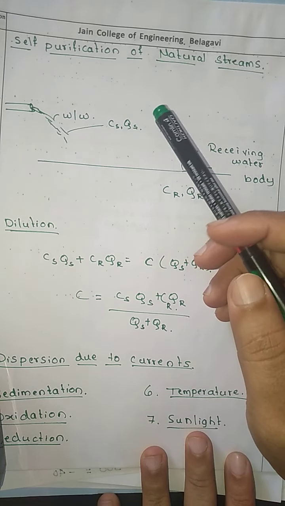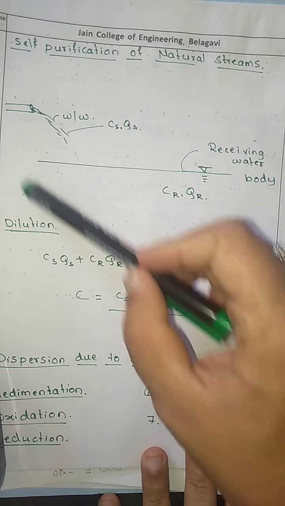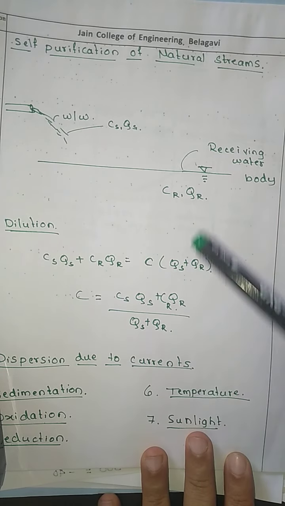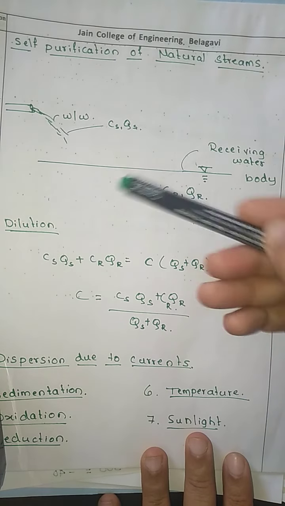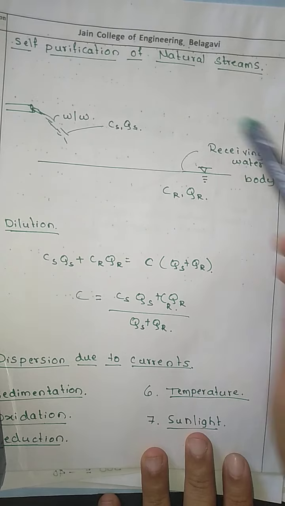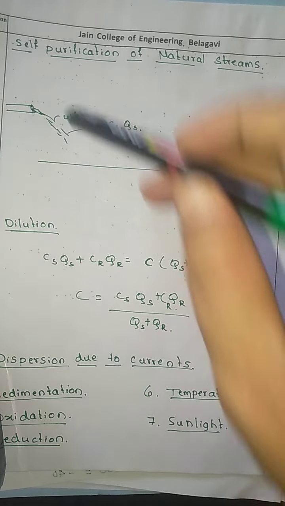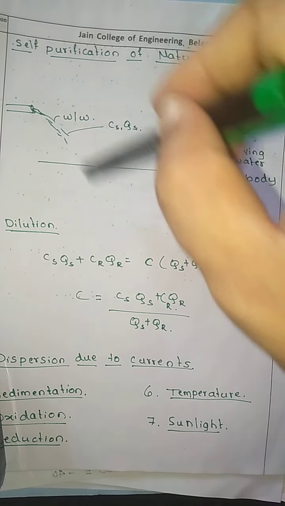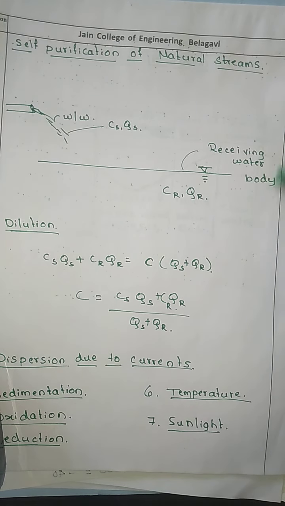I'll repeat, what is self purification? When we discharge the wastewater to the receiving water body, the receiving water body will have both the wastewater as well as its own water, both quantities. But this receiving water body, on its own, is going to purify itself. Both the wastewater and the receiving water, both quantities have been mixed. After mixing also, this receiving water body is going to treat itself and clean itself. That we call self processing or self purification of the natural stream.